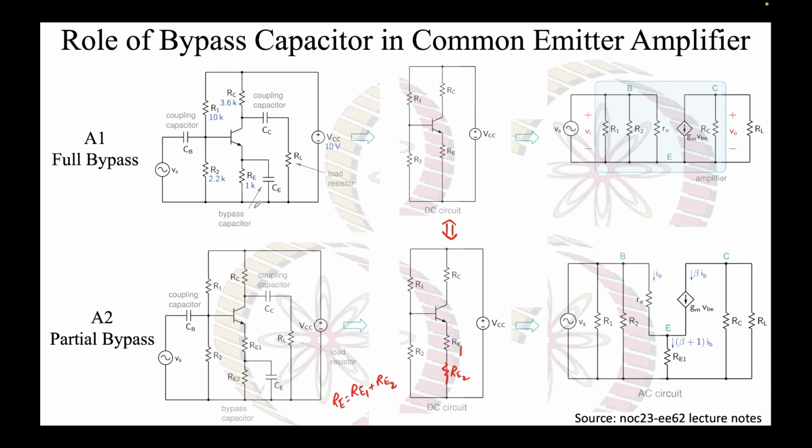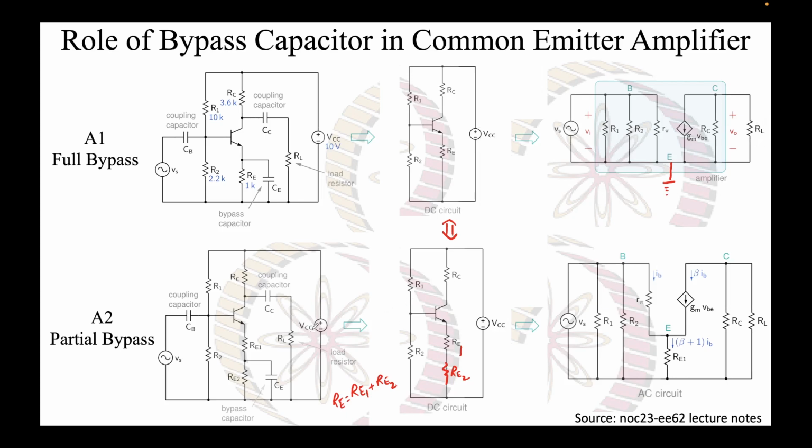Since CE is short, since RE is bypassed, this will be an AC short. Effectively, this means the emitter is sitting at AC ground. Hence you see this emitter connected to ground. This is the ground, the reference plane that we have over here. Then RC and everything else remain the same, and this is the load resistor you can put.